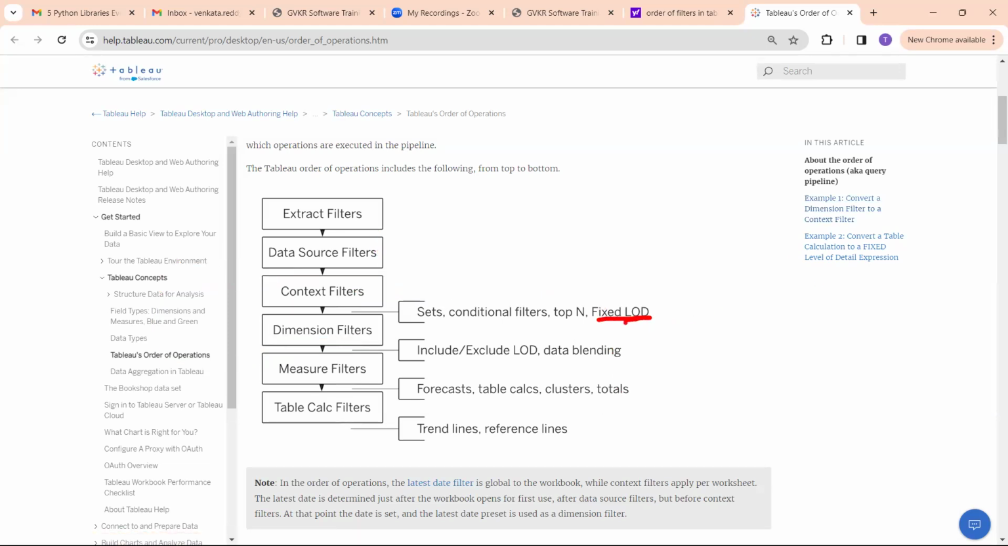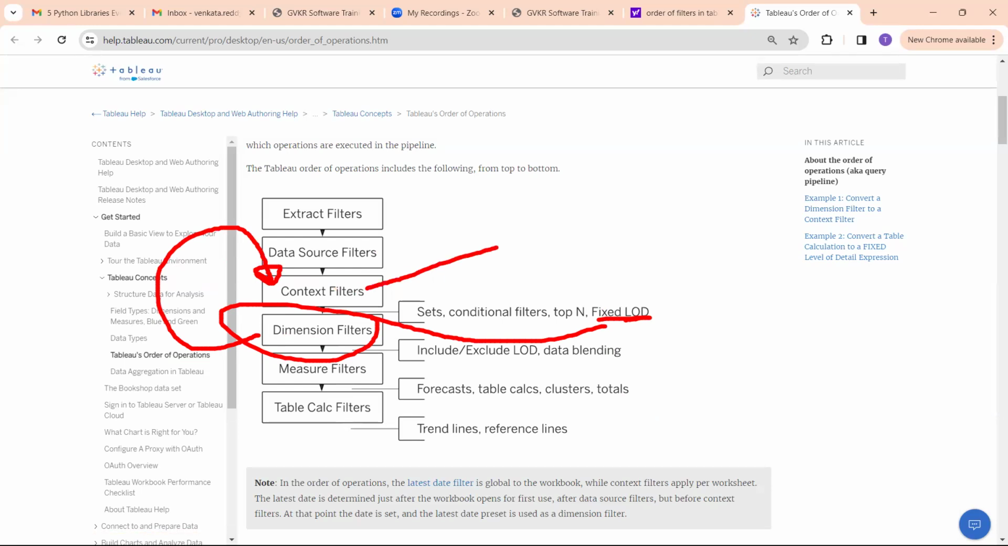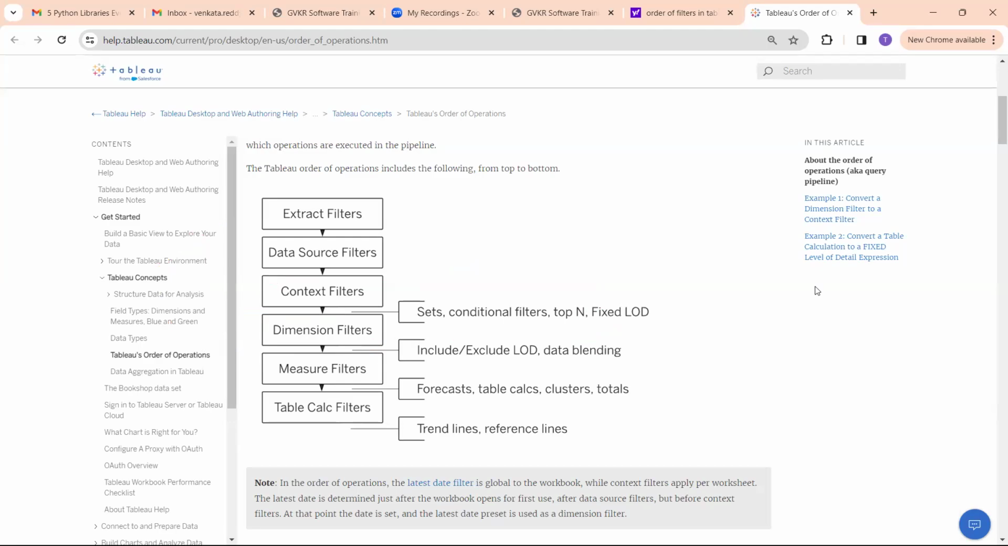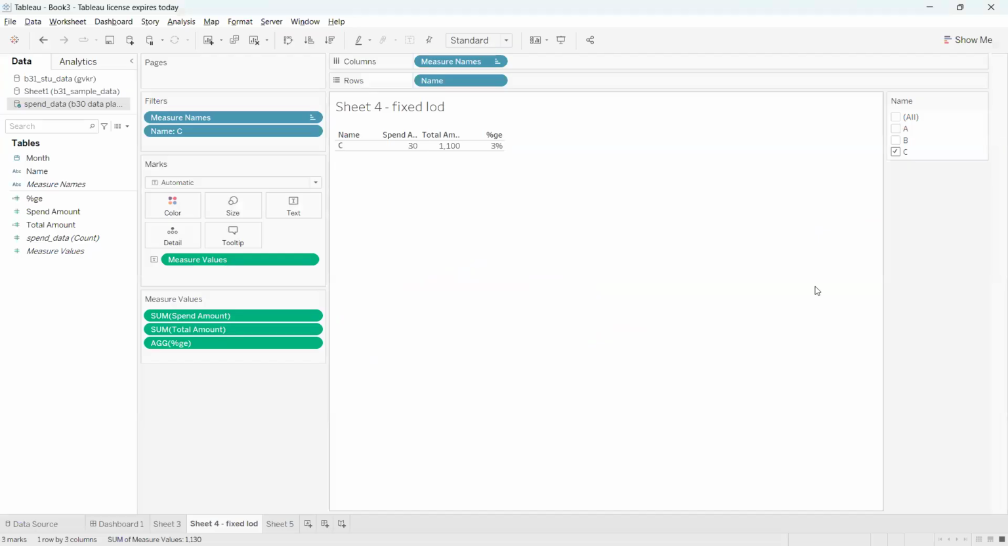If you want your fixed LOD to depend upon any other dimension filter, you have to convert that dimension to a context filter. In that case, the fixed LOD will take the data from the context filter. I told you about context filters in the filter starting class, so just go through that class. Now I will change my name filter to a context filter.